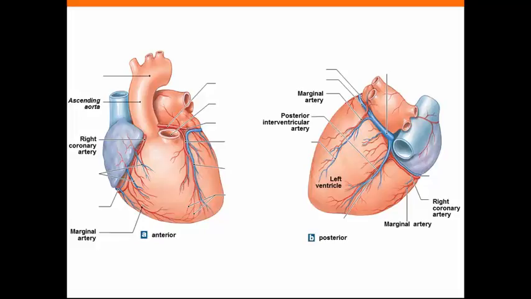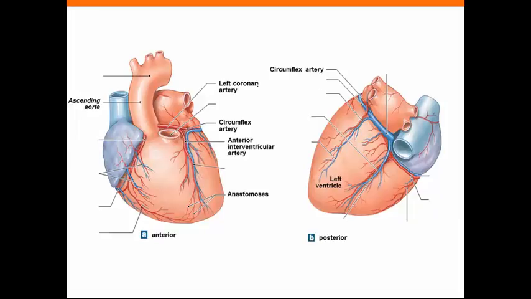The right coronary artery branches into the marginal and posterior interventricular arteries. The left coronary artery forms the circumflex and the anterior interventricular arteries. Small tributaries from these branches of the left and right coronary arteries form interconnections called anastomoses.